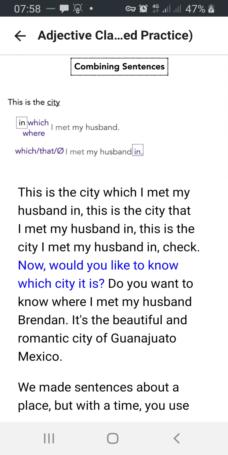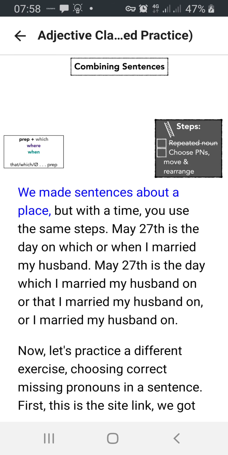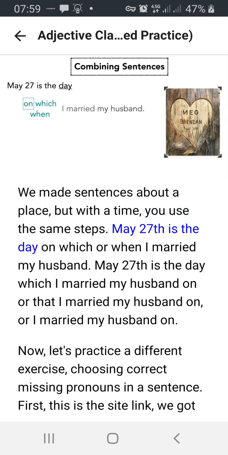Now, would you like to know which city it is? Do you want to know where I met my husband, Brendan? It's the beautiful and romantic city of Guanajuato, Mexico. We made sentences about a place, but with a time, you use the same steps. May 27th is the day on which or when I married my husband. May 27th is the day which I married my husband on, or that I married my husband on, or I married my husband on.